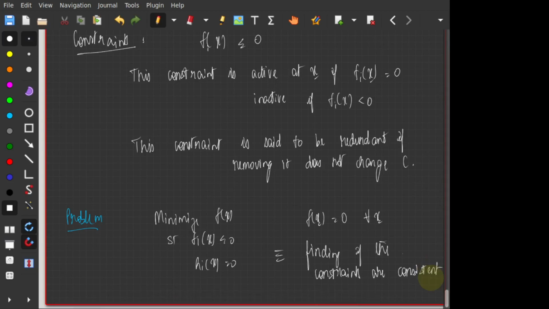Right? And this is sometimes called a feasibility problem. See, there is a set of constraints, and removing one of them doesn't change C.